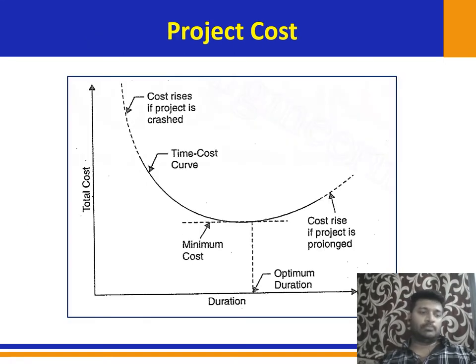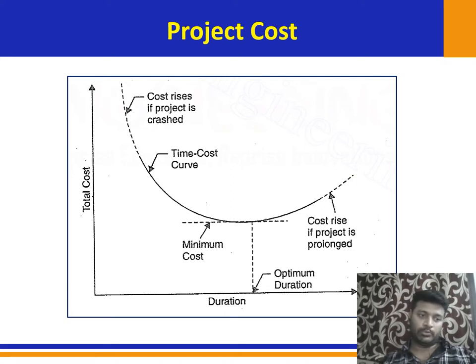Before getting into this crashing part, I'm going to explain about project cost and the different types of cost involved in the project, that is direct and indirect cost. For any project, the relationship between the total cost and the overall duration is shown here, as in the figure. It is clearly shown in the figure that if a project goes on indefinitely, let me tell you like this: the project starts in January, and it goes February, March, April, May, December. Again it goes January, February, March, and it's going beyond the project duration indefinitely.